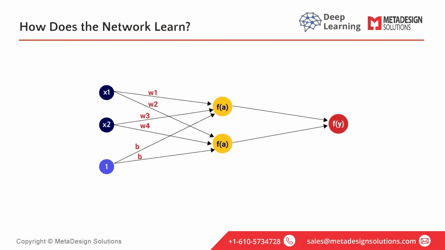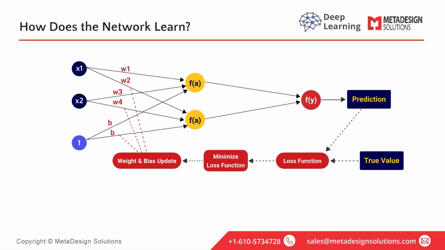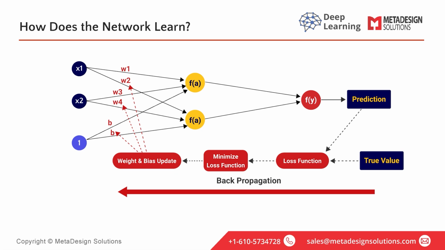How does the network learn? The network learns by adjusting weights and biases through backpropagation, which minimizes the error by propagating it backward through the layers and adjusting weights accordingly. This process continues during training, improving predictions over time.